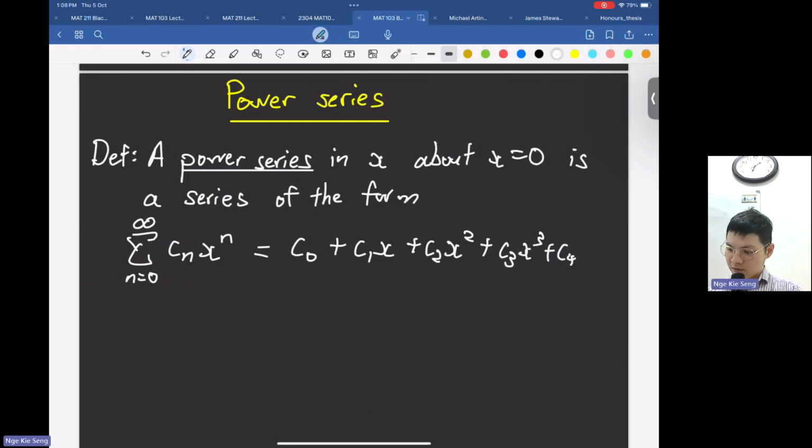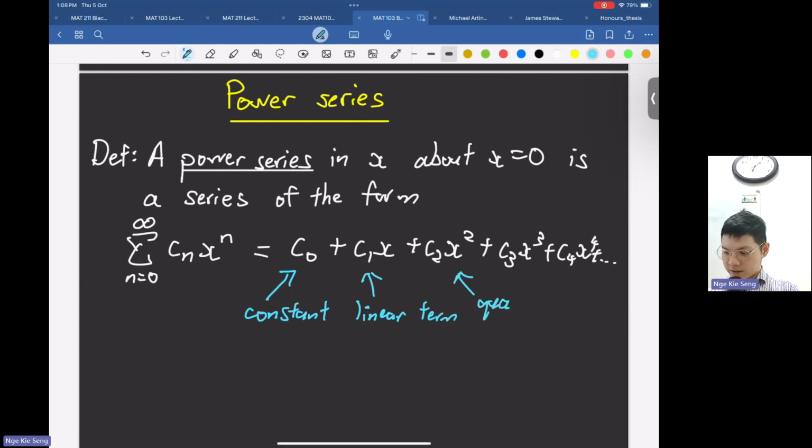Can you see the power now? Yes, the power of x. The first term is the constant, the second term is the linear term, the third term is the quadratic term, and so on. Why do we learn sequences and series? Actually it is for the use of power series. Later we will also meet Taylor series.